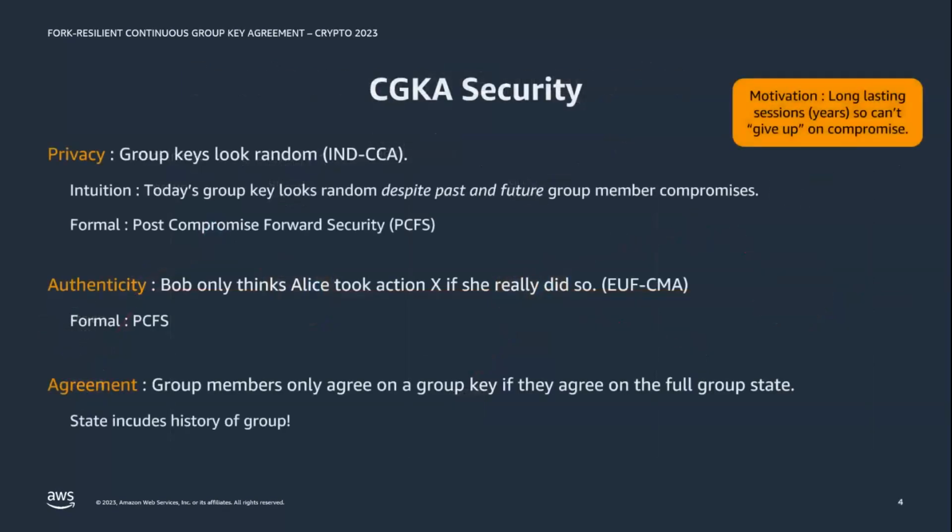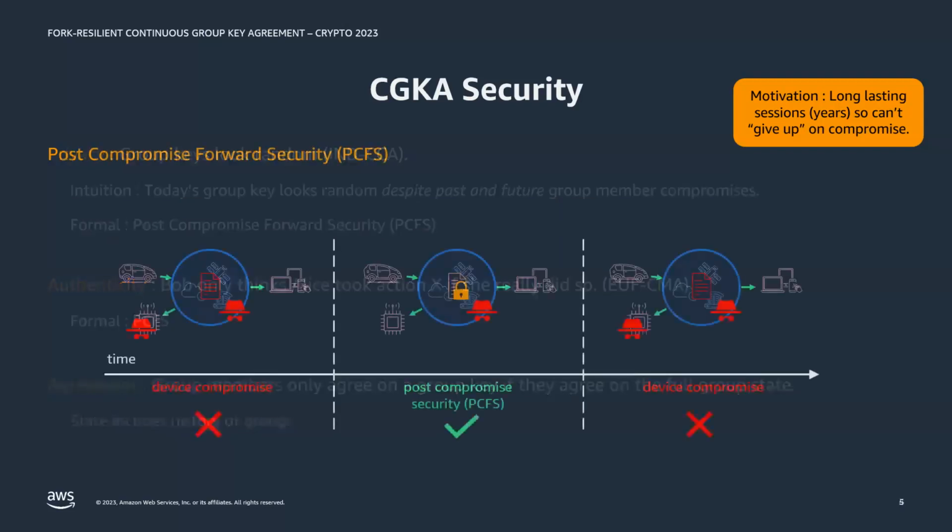So the security that we expect from CGKA covers 3 intuitive properties: privacy, authenticity, and agreement. Privacy here means that keys should be indistinguishable from random in a pretty strong, CCA-flavored sense. Authenticity is also quite strong. And agreement states that group members will not agree on the group key unless they also agree on the entire group state. In particular, that includes the history of the group. We'll come back to it.